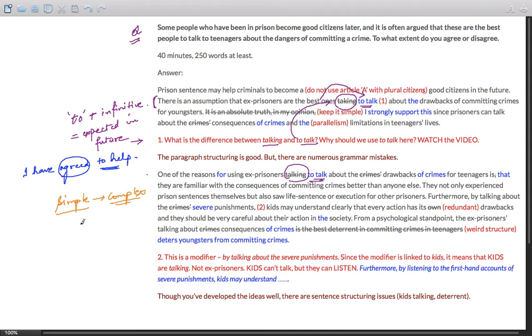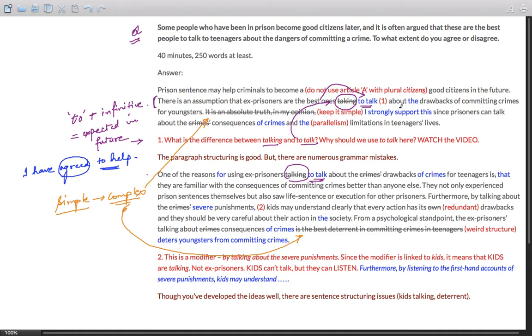Now this is a sentence structuring problem, okay? For example, let us look at two things. For example, number one, and we'll look at, yeah, here it is. Number two, let's come to this. It is an absolute truth in my opinion. So this is fine. There's nothing wrong in it.